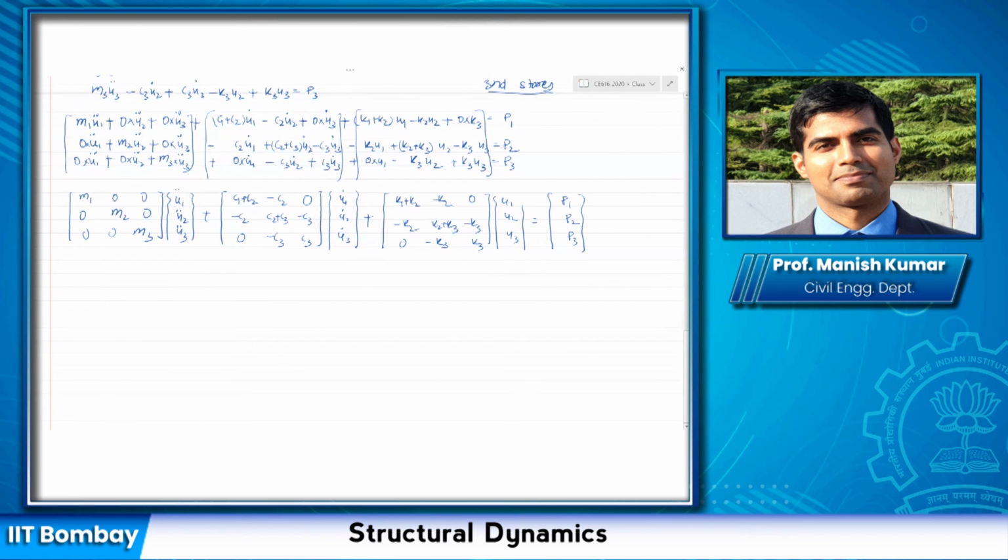So this is the equation that I've got in terms of the matrix form. If I write the first term as the mass matrix, times the acceleration vector, plus the damping matrix times the velocity vector, plus the stiffness matrix times the displacement vector, equal to the applied force vector, where terms have already been defined. This is the mass matrix, damping matrix, stiffness matrix, acceleration vector, velocity vector, and deformation vector.